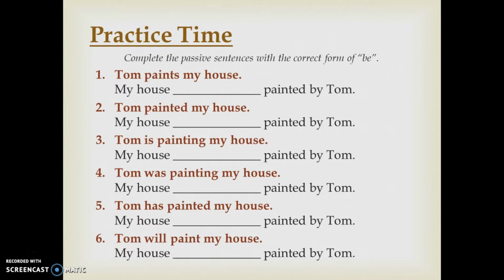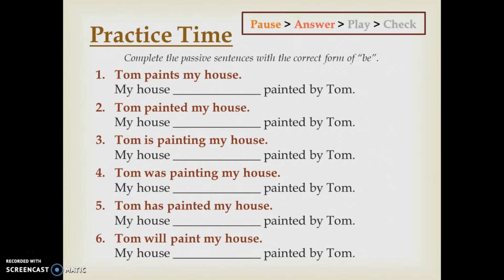So let's get started. Here are 6 sentences. I'd like you to complete the passive sentences with the correct form of be. Now remember, you should pause the video and write down your answers on a sheet of paper now.